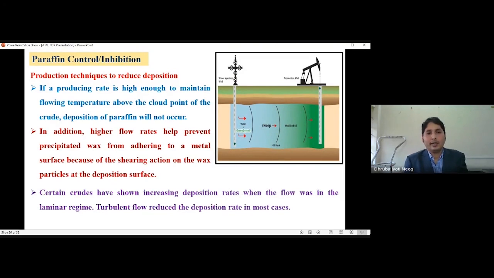Production techniques can also be applied to reduce deposition if the production rate is high, and that can be maintained at high pressure only when pressure maintenance is done above boiling pressure. If the production rate is high enough to maintain flowing temperature above the cloud point of the crude, deposition of paraffin will not occur. In addition, higher flow rates help prevent precipitated wax from adhering to a metal surface because of the shearing action of the wax particles at the deposition surface. Certain proofs have shown increasing deposition rates when the flow was in the laminar region.